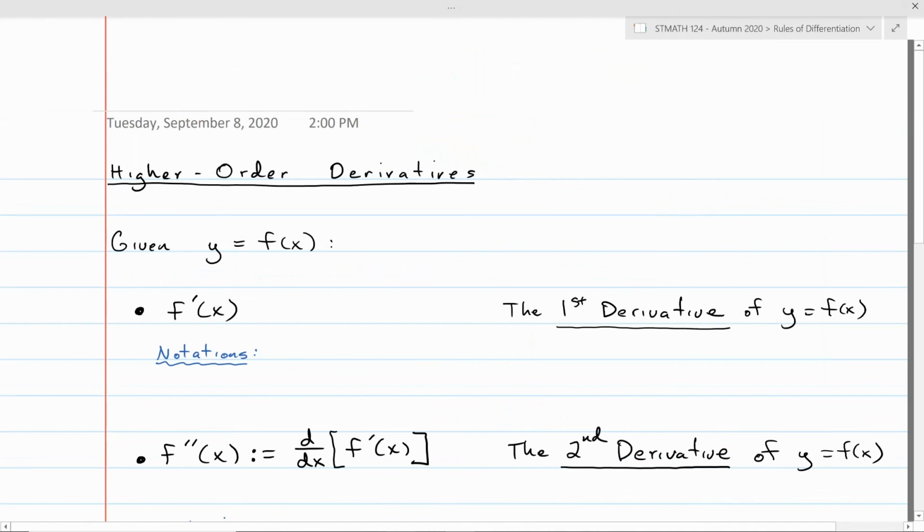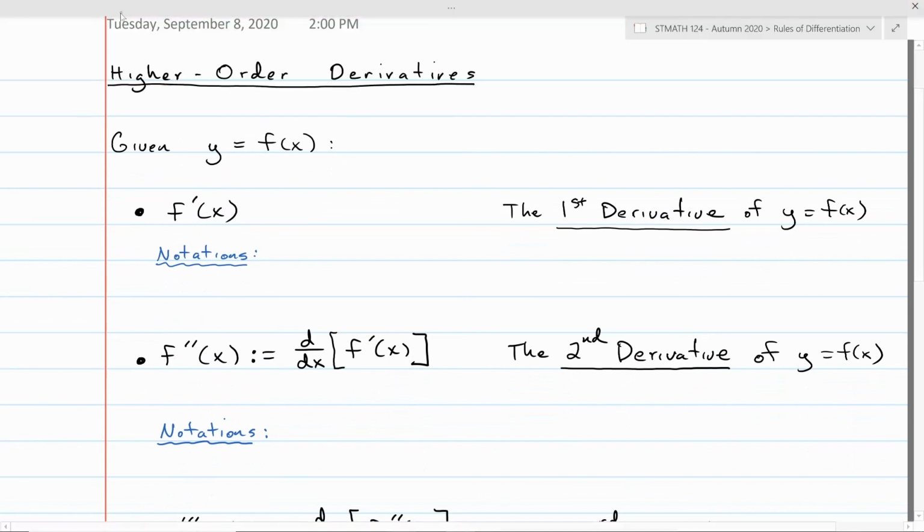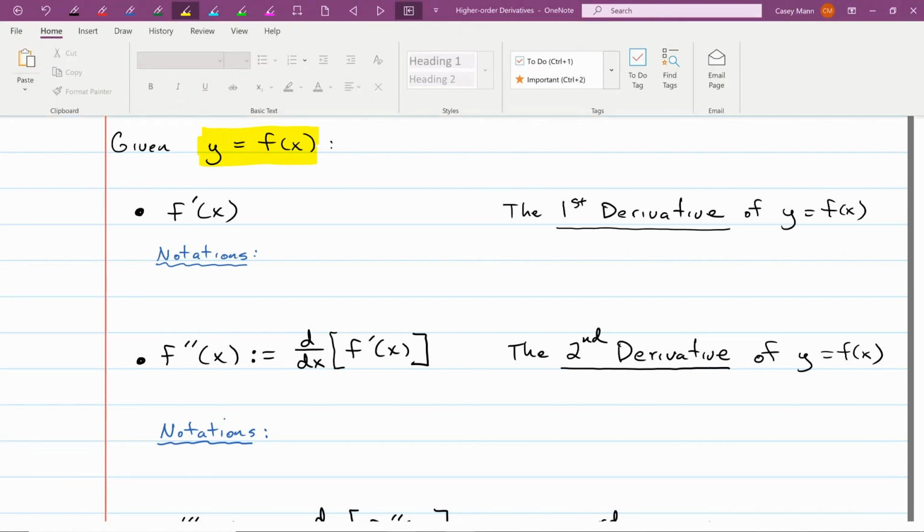Okay. So now, it turns out that you might want to take the derivative, and then whatever you get for the result, you might want to take the derivative again. So whenever you take the derivative multiple times, we call those higher order derivatives. So let's start at the beginning here. Let's suppose that we got our standard general setup, where we got a function, y equals f of x. So that means we're giving the function two different names, right? We can call it y, or we can call it f.